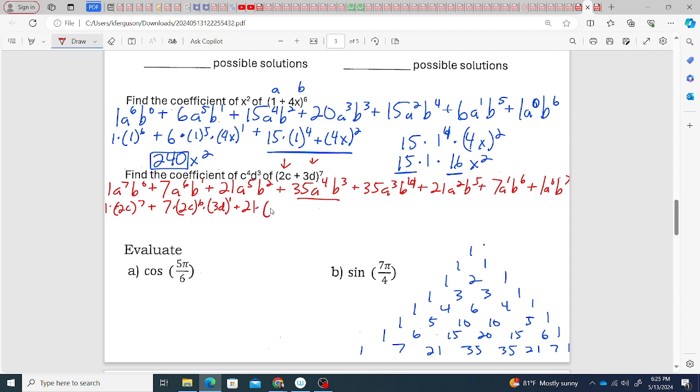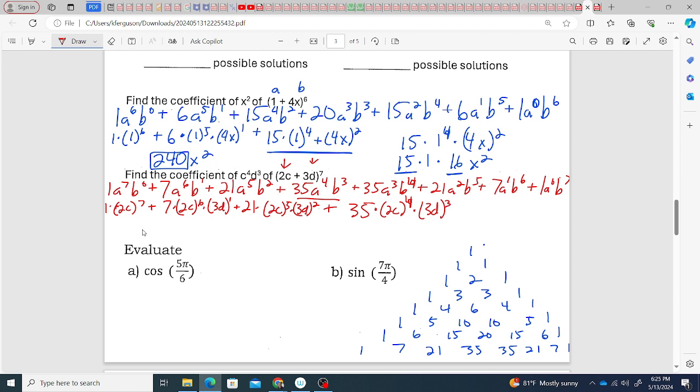21 times 2c to the 5th power times 3d to the 2nd power. That's giving me 2d's. Nope. And here we go. 35, right? 35 times 2c to the 4th power times 3d to the 3rd power.